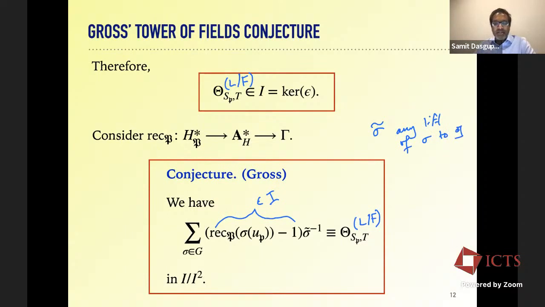And this expression on the left side, its image in I mod I squared, doesn't depend on the lift that you've chosen. Because any two sigma tildes that you choose will differ by an element of gamma. How will that change this? The difference will be something in gamma minus 1, so something in I, and then you'll have something in I times something in I squared. So it's easy to check that changing your lift changes this expression by something in I squared. So the left-hand side is well defined in I mod I squared. And Gross conjectures that these are congruent.